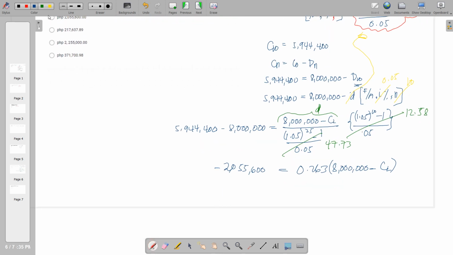Of course, we're going to distribute this. So 0.263 times 8 million, we have 2,104,000. So minus 0.263 of the salvage value. So, okay.